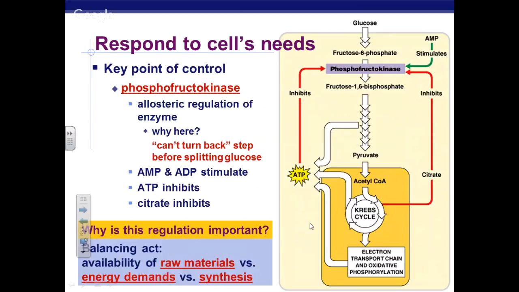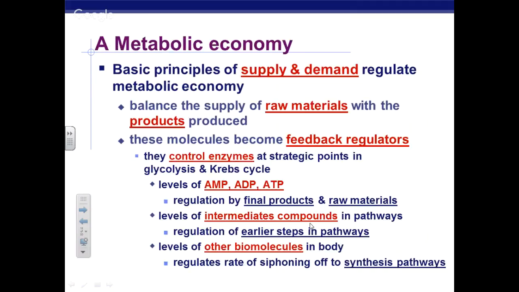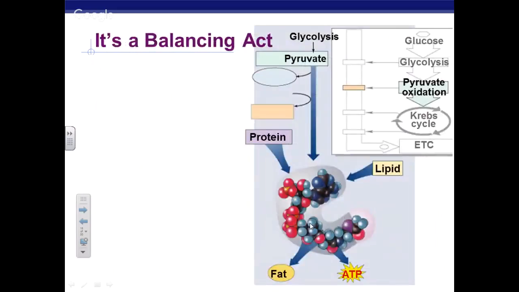Okay. So why is it important? So the cell doesn't waste its energy. Okay. Oh, you don't need to know all that.